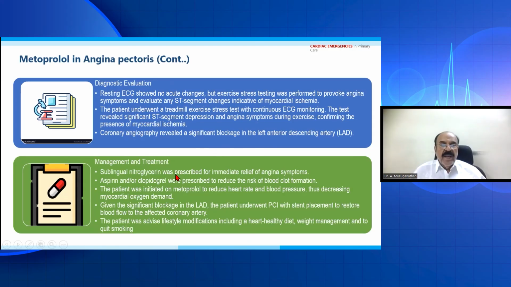How do you manage? You can give sublingual nitroglycerin for immediate relief, aspirin, clopidogrel, and patients should also be initiated on metoprolol to reduce the heart rate, decreasing myocardial oxygen demand. Given the significant blockage in the LAD, the patient underwent PCI with stent placement to restore blood flow, because reperfusion is the key. Then the patient was advised lifestyle modification, a heart healthy diet, stress management, and to quit smoking.